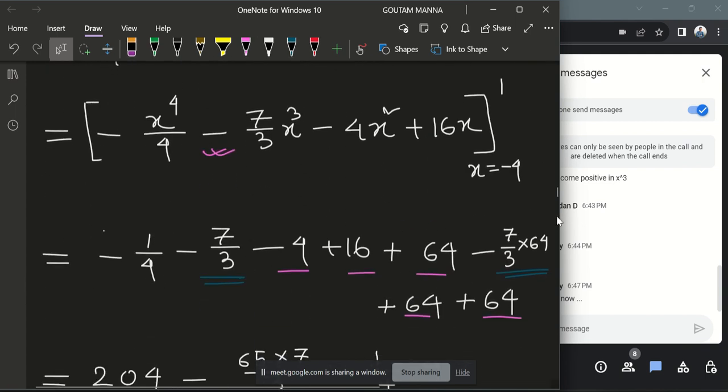And if I put the upper limit, it will be minus 7 by 3. And if I put the lower limit, so there will be minus of this term. So minus of this term, so this minus will cancel. But there is a minus 4 cube, so another minus will come from there. So it will be minus 7 by 3 times 64, and there will be a minus sign. So both terms will have minus sign.